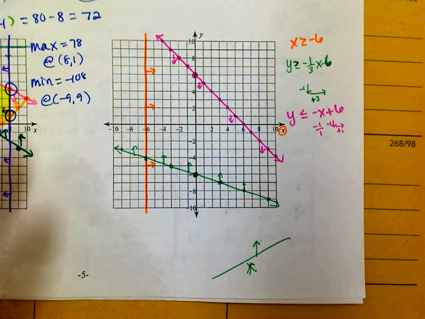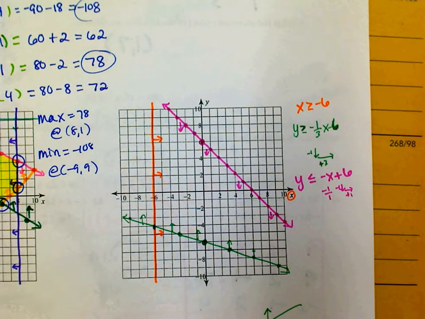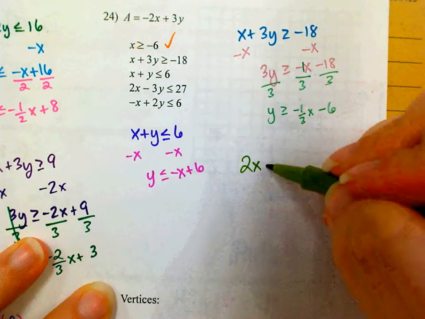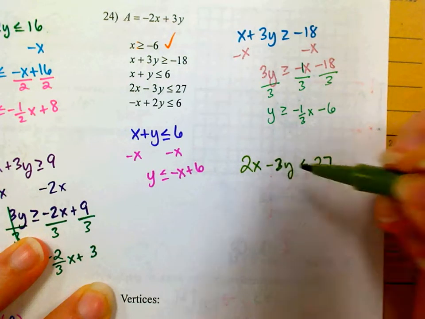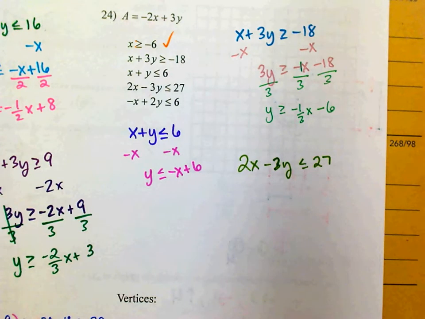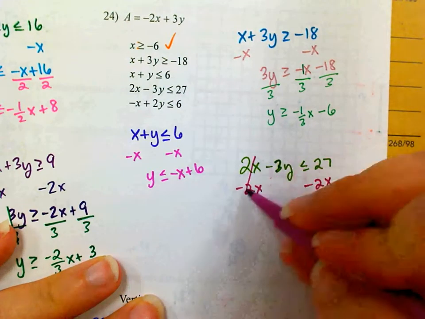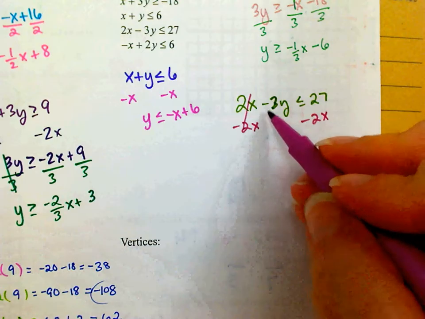The next one is 2x minus 3y is less than or equal to 27. The first thing I do want to do is subtract the 2x. So I subtract 2x from both sides. What am I left with? A lot of people forget this negative. It is a negative 3y that I'm left with is less than or equal to a negative 2x plus 27.